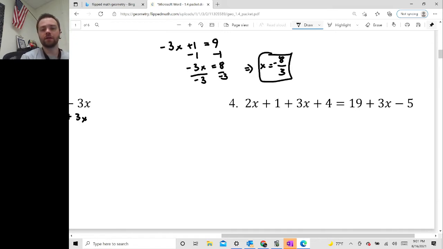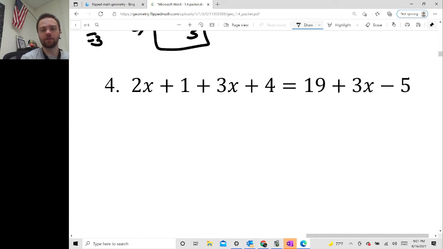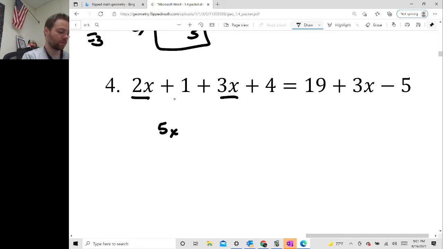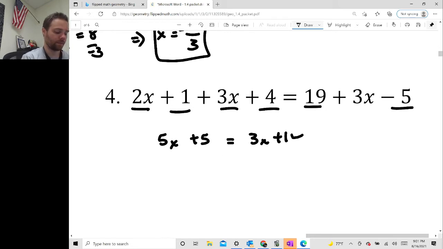And then over here, I've got a nasty equation. Just doesn't look great. So I'm going to combine like terms to start off with. So 2x plus 3x is 5x. 1 plus 4 is 5. 19 minus 5 is 14. So I've got 3x plus 14.